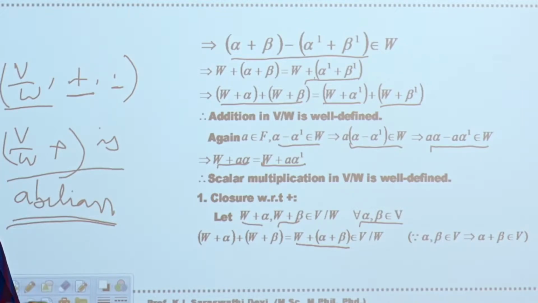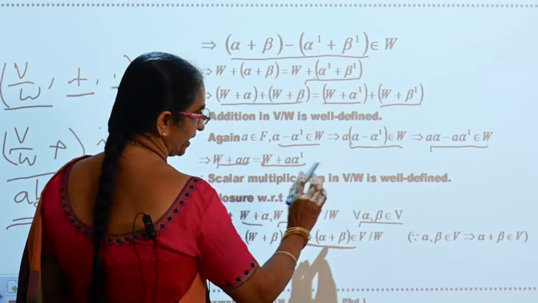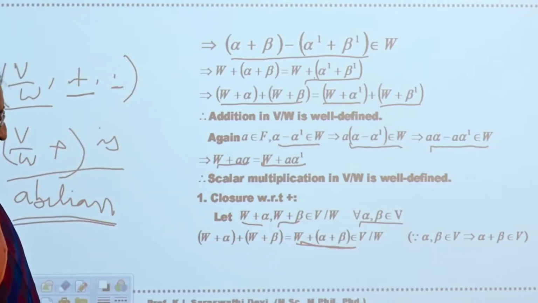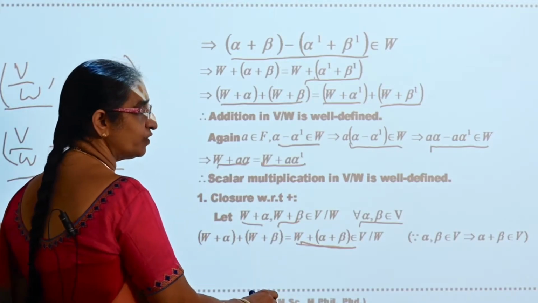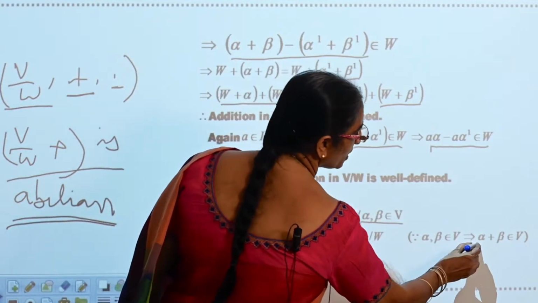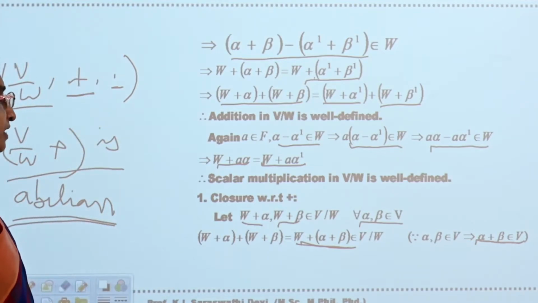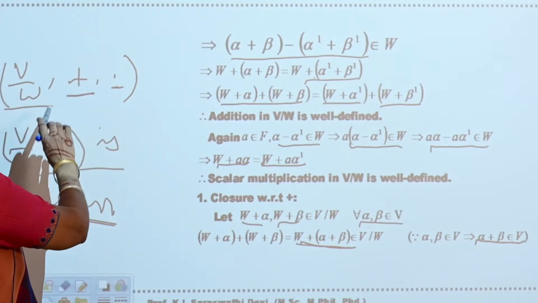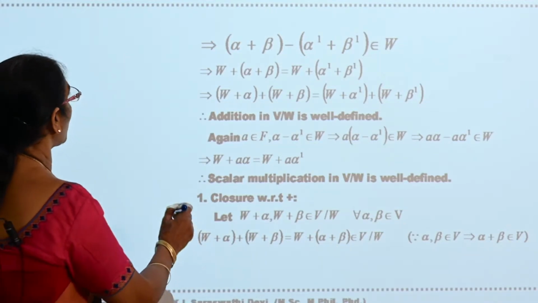According to the definition of the cosets of V by W, alpha plus beta belongs to V means it will belong to V by W. Therefore, the closure property is satisfied. How are you saying this belongs to V by W? Since alpha belongs to V, beta belongs to V, and V is a vector space, alpha plus beta belongs to V. That means in V by W with respect to addition, you are able to show that closure is satisfied.